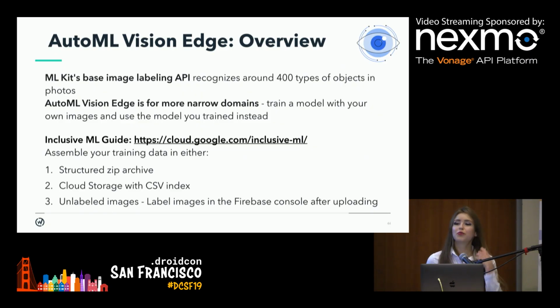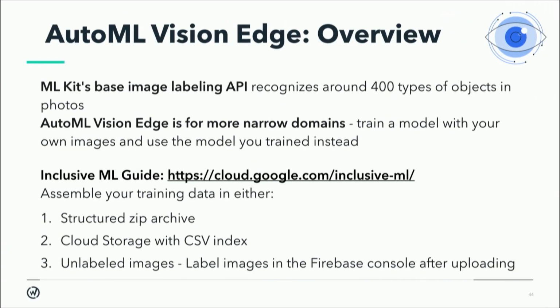And also, an important thing to point out, if you're going to work with images of people, Google has created this inclusive machine learning guide, so you should definitely check it out and make sure that your data set of people is inclusive, includes different kinds of skin, different kinds of facial features.